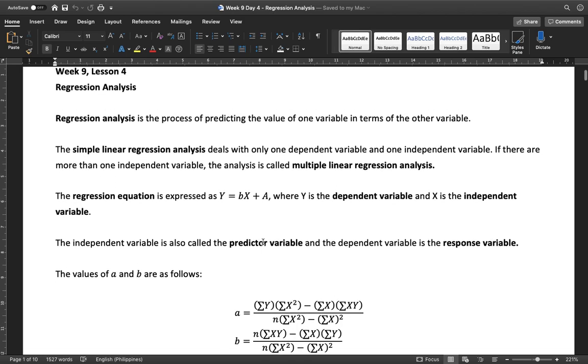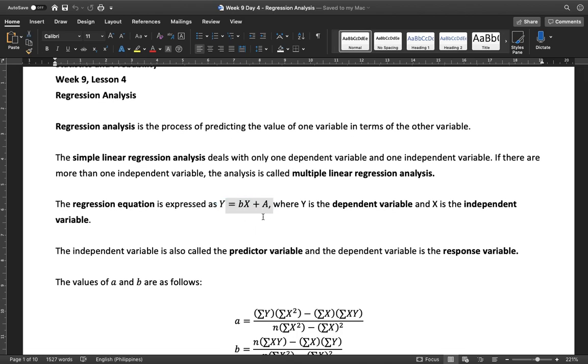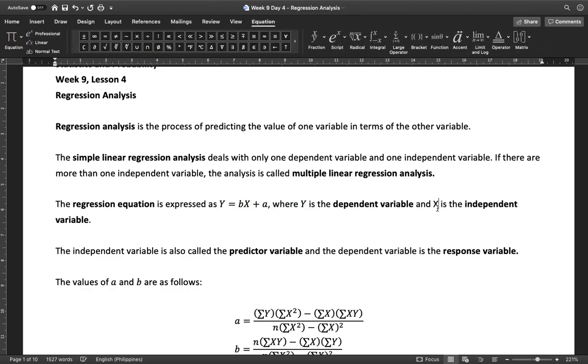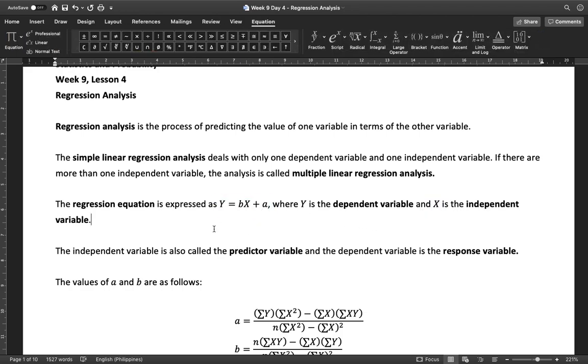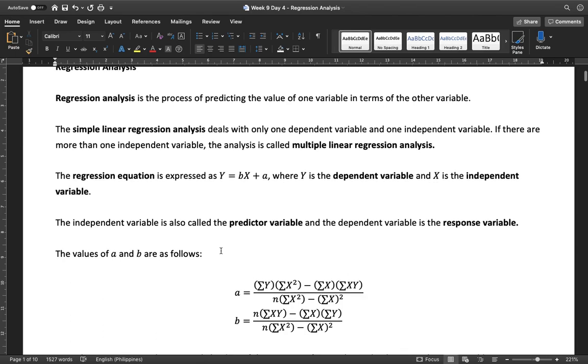So, the regression equation is expressed as y equals bx plus a. Y here is the dependent variable. X is the independent variable. B and a, should be small letter a though, are constants, which we will be having a formula for later on.